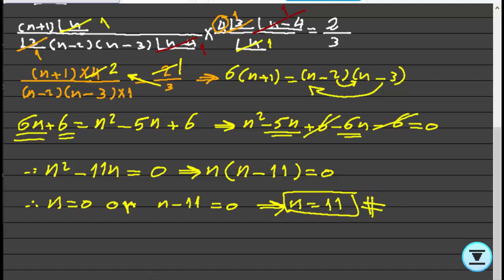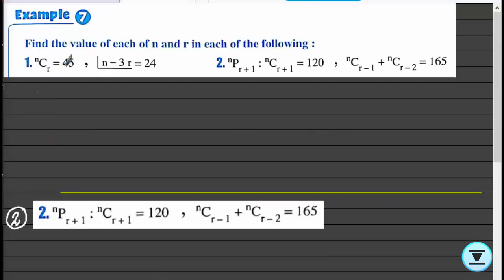Next question, question number 7. We have two parts here. First part, number 1: nCr equals 45 and factorial (n minus 3r) equals 24. The required here is to find the value of n and r. Now nCr equals 45.